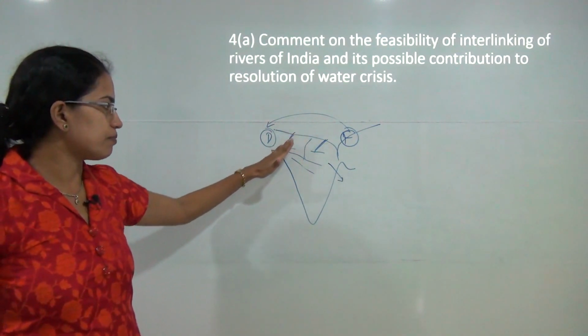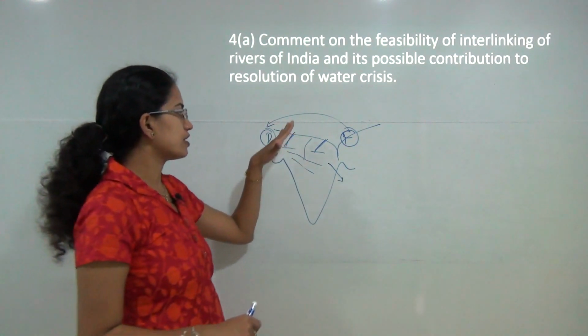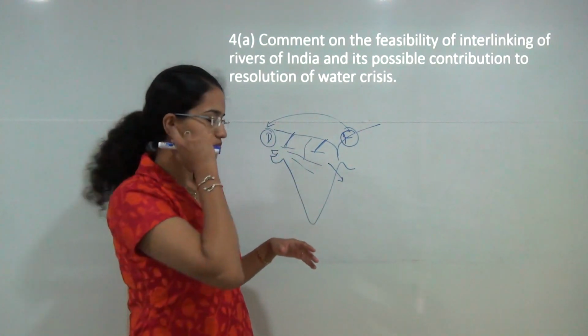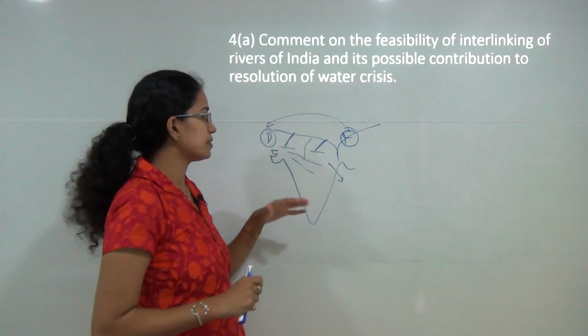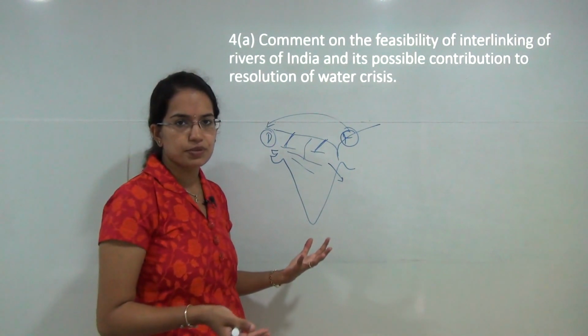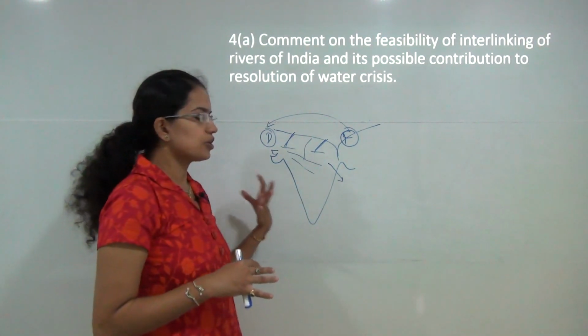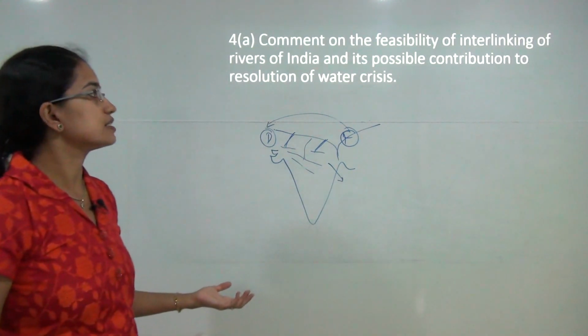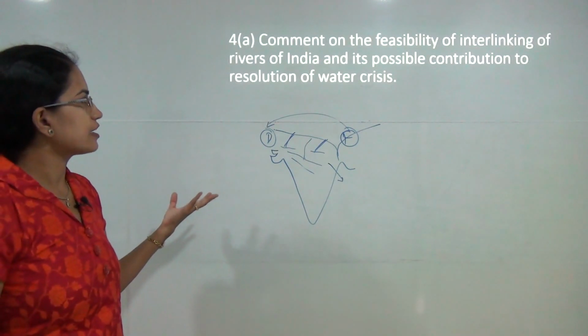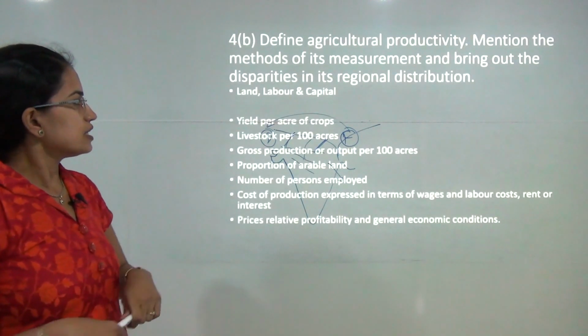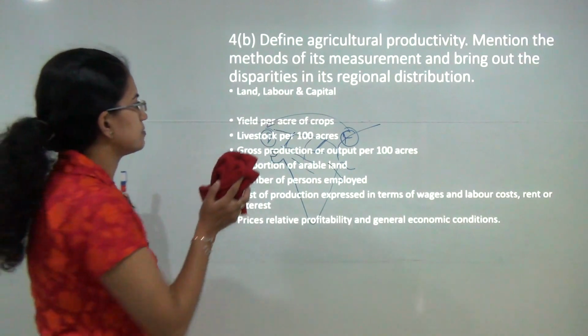You would have development of canals which would cost a lot. It would also lead to deforestation. Also, there would be problems related to rehabilitation of people. So you have both the pros and the cons for interlinking, and you have to explain both of these here. The next question talks about agricultural productivity.